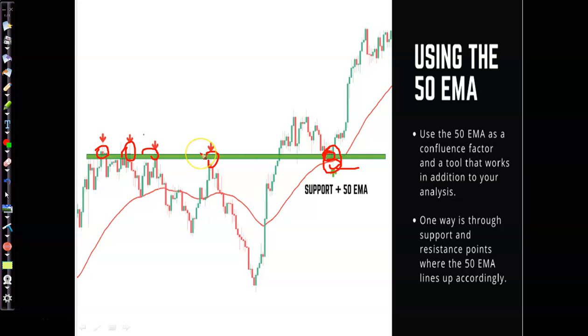And another method is using it as support or resistance. In this area the 50 moving average acts as a support, acts as a resistance, and here you can see it acts as a support. So we use it as support and resistance.